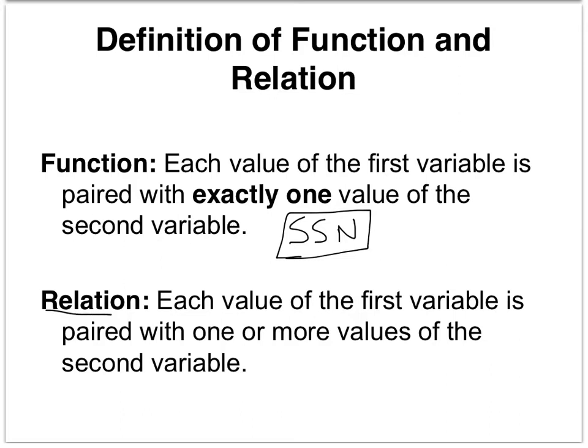Now a relation, there's still some sort of relationship, but the difference is that the first variable, so let's say a person, is paired with one or more values of the possible second variable. So one person could have two jobs, not one specific job. Or one person could have two phone numbers, and these two phone numbers belong to that same person. Whereas in the function example, for every one there's another one, and it's just those two individual things.